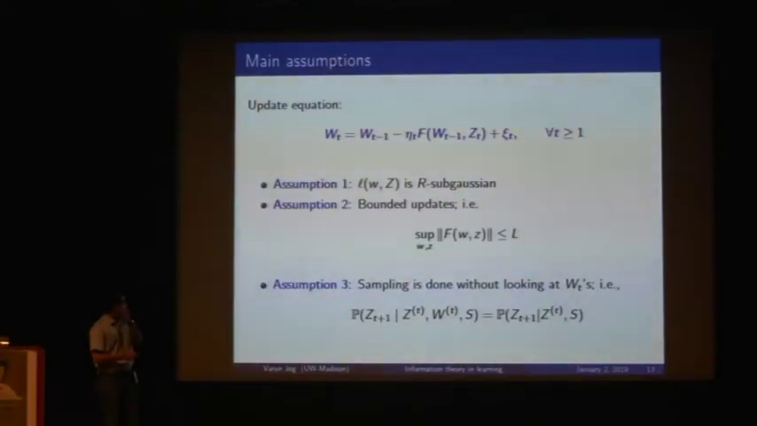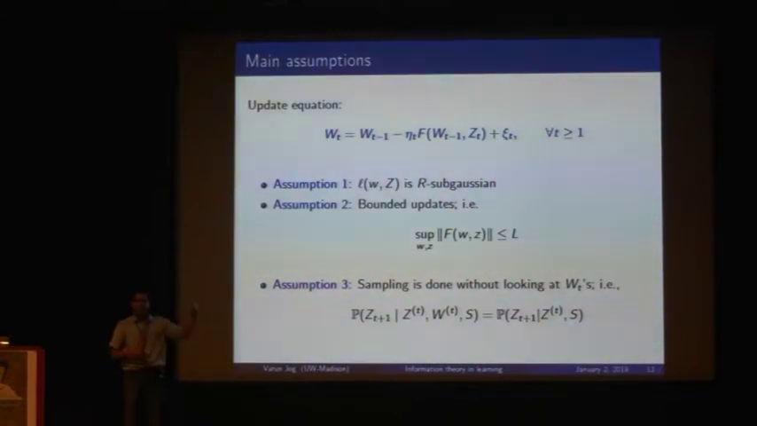Okay, so we have a bunch of assumptions. The only assumption that is worth really thinking about is the final one, which is that the sampling is done without looking at the W's. Let's say you are using stochastic gradient descent. You have a data set, you randomly pick a point, then that point gives you some direction of gradient, and then you move there. All that this last condition is saying is that the way you choose the next point to sample does not depend on how the algorithm has proceeded so far.